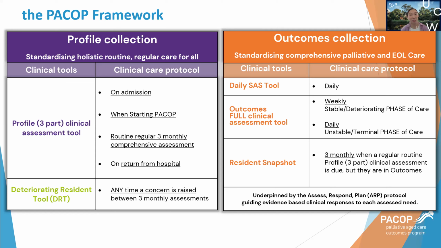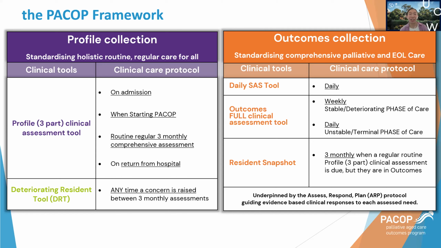For the clinical assessment tool, we're going to use that on admission and then regularly every 3 months. However, as things change and as required, we are able to use the deteriorating resident tool, which is our go-to tool. For both tools, they're asking, does this resident have a palliative care need? If it's a no, then we continue the regular checks every 3 months or as needed. But if it's a yes, then we go to the second lane. The second lane is called the outcomes collection or the orange lane.